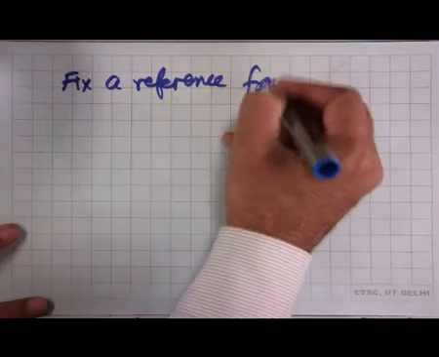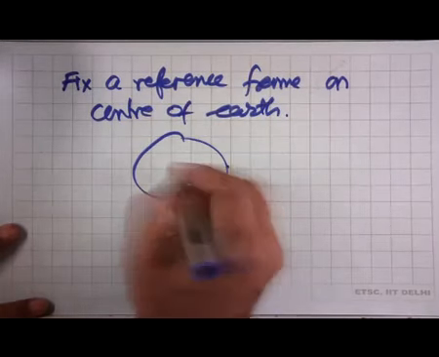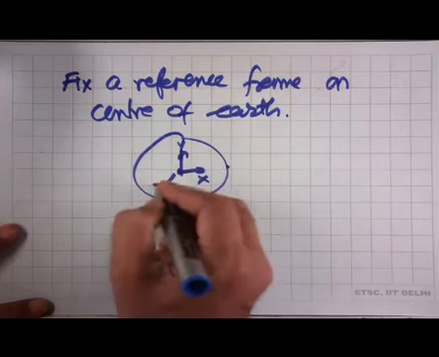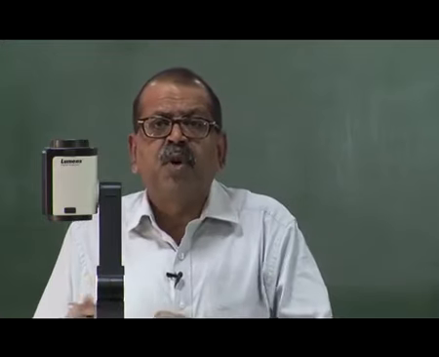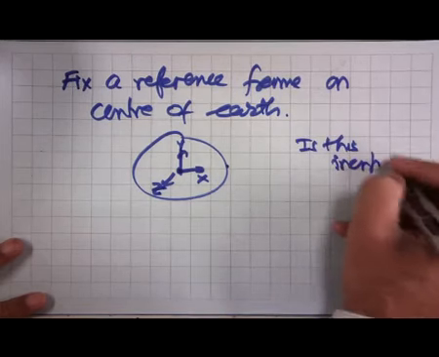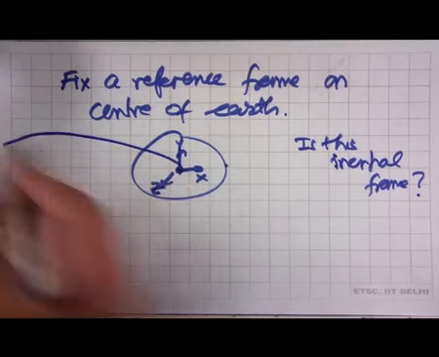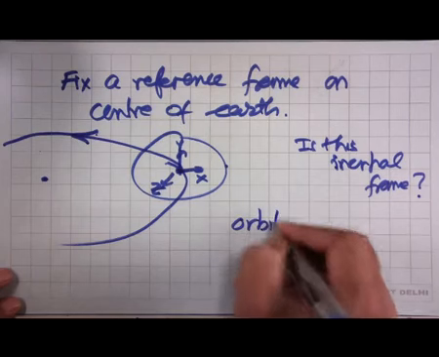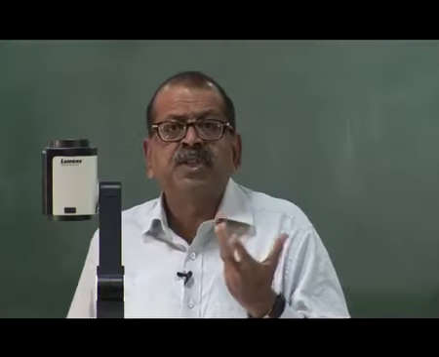So, what we do is we fix a reference frame on the center of the earth. So, instead of fixing it on the surface, I fix a reference frame here. Now, this frame will spin along with the earth's rotation. So, we say maybe this is an inertial frame. Now, what we realize is that the earth is itself in an orbit around the sun. So, there is some angular motion associated and there is acceleration. So, this frame is again not fixed, it is accelerating.